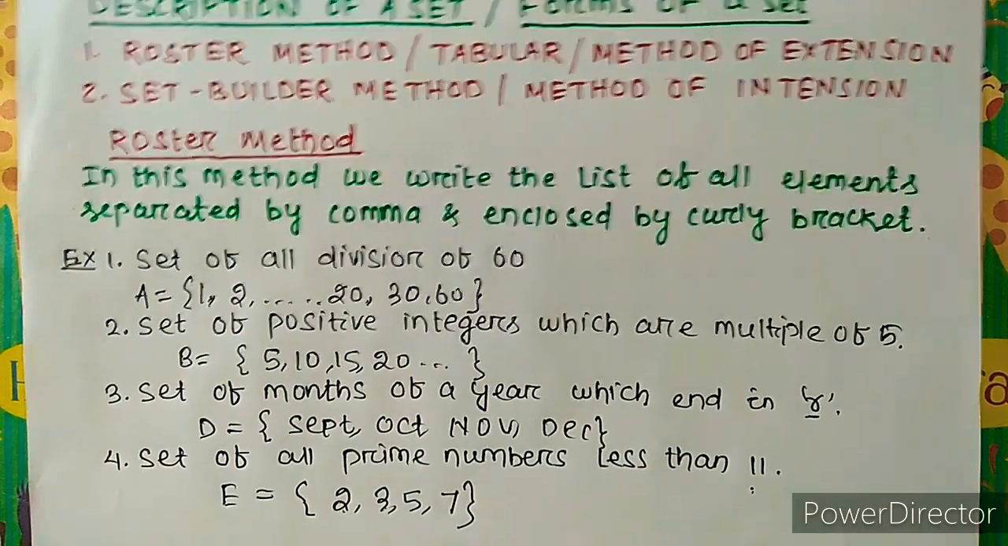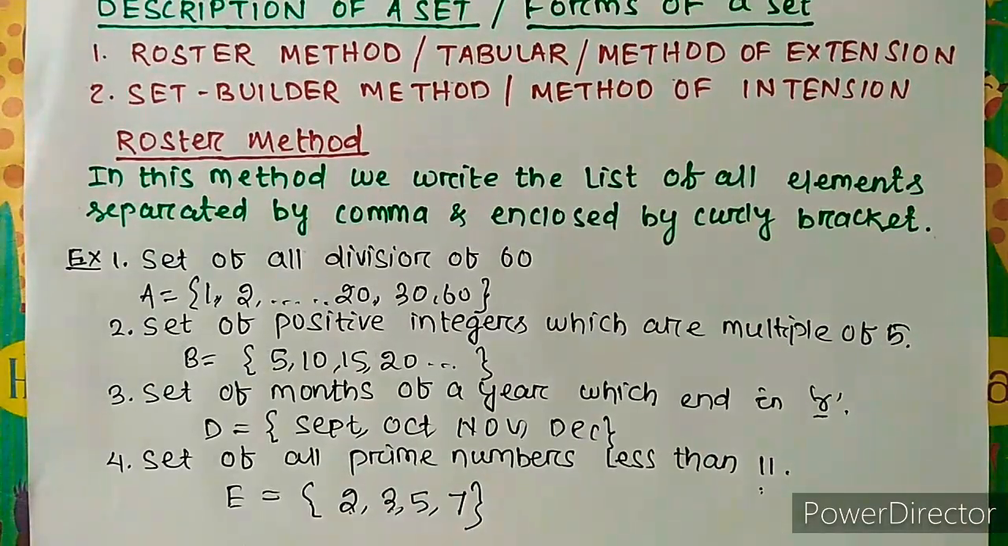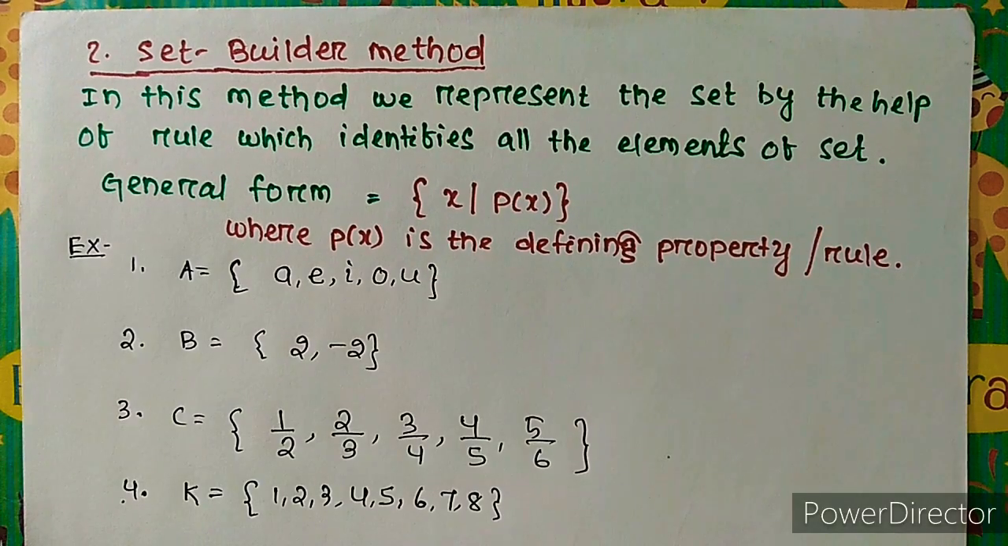So these are the examples of how we can write the roster method. Just like that, we have to give the commas, and also the curly brackets with the naming of the set. So this is the roster method.